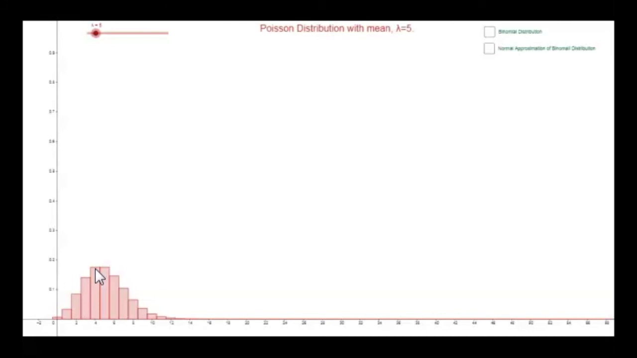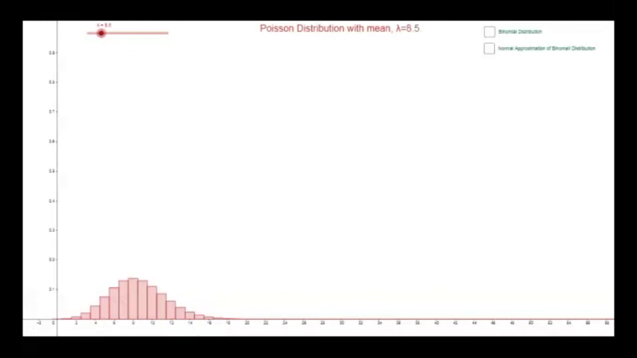The values that you can get with the Poisson are 0, 1, 2, 3, 4, 5, 6, 7, 8, 9, 10, 11, 12, 13, but these are all possible. 14, 15, 16, all these values are possible. The binomial had an end to it, but with the Poisson, all values would be possible, but very, very unlikely.